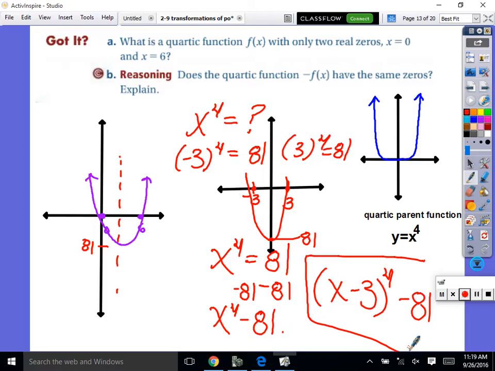So, no, negative f of x is a reflection over the x-axis, right? So wouldn't it have the same solutions, guys? It would just be flipped upside down, flipped over x. You're confused? Did I hear that? I swear I heard that.